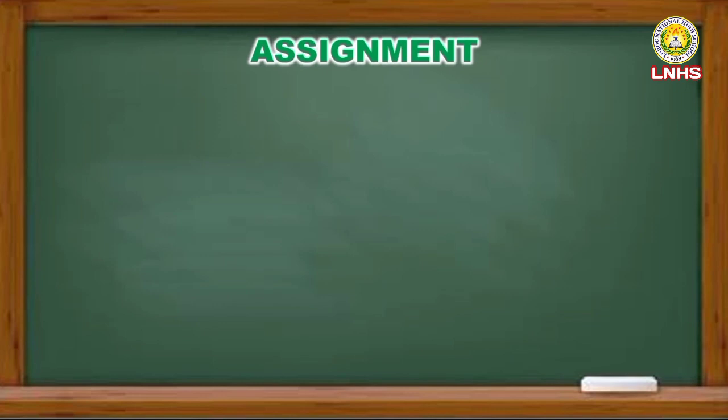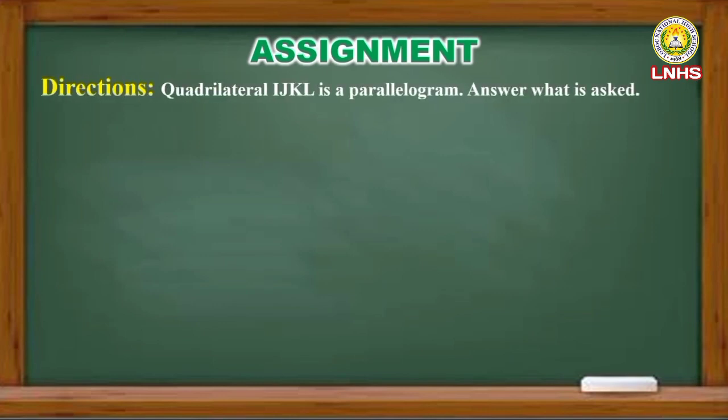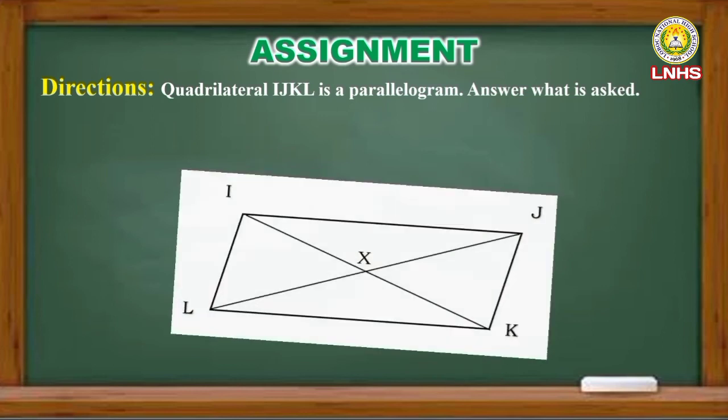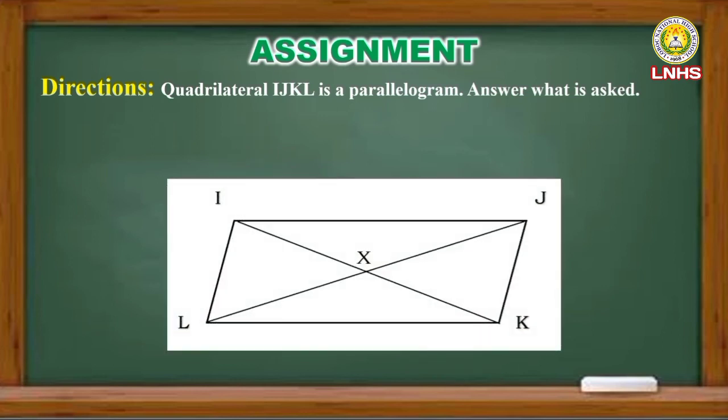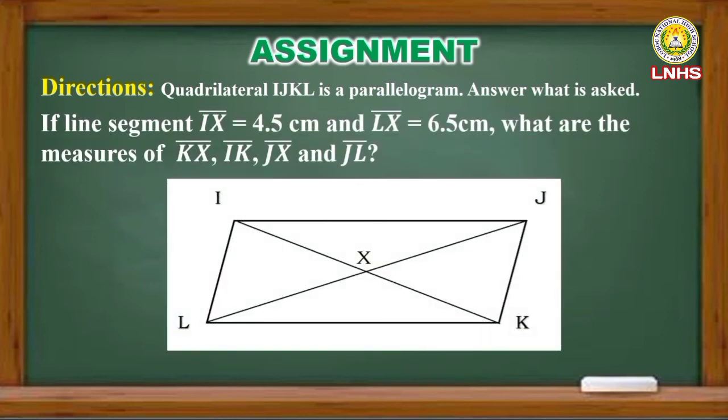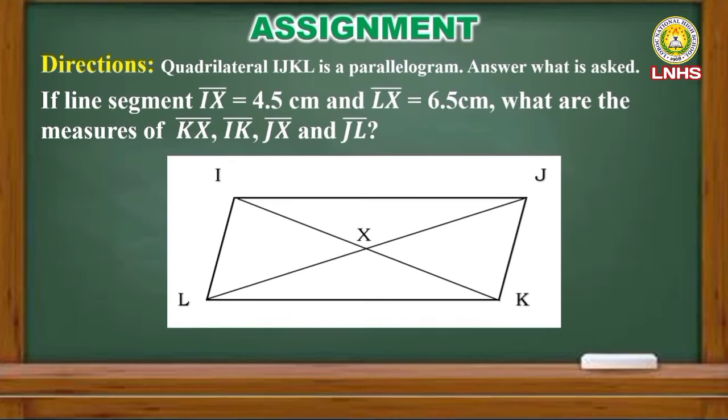Assignment. Direction: Quadrilateral IJKL is a parallelogram. Answer what is asked. Given the figure, if line segment IX is equal to 4.5 cm and line segment LX is equal to 6.5 cm, what are the measures of line segment KX, line segment IK, line segment JX, and line segment JL?